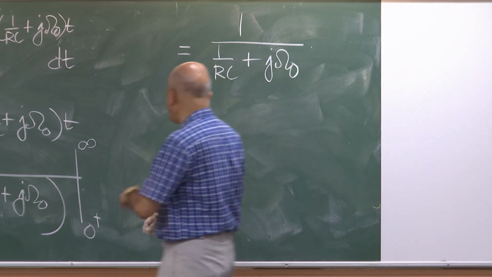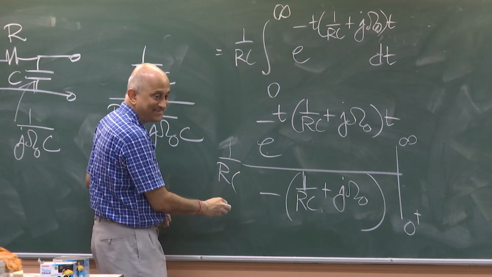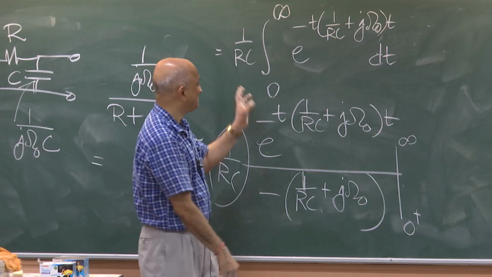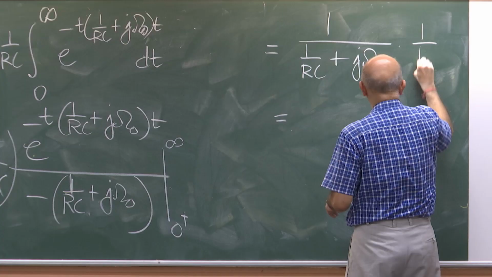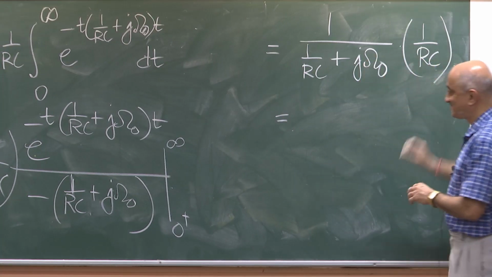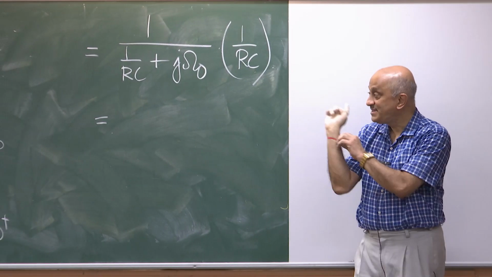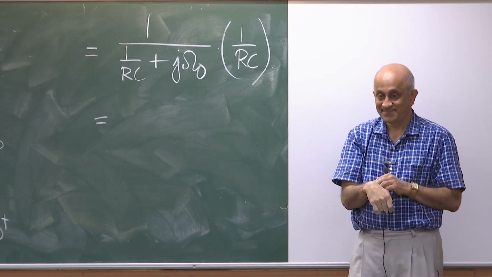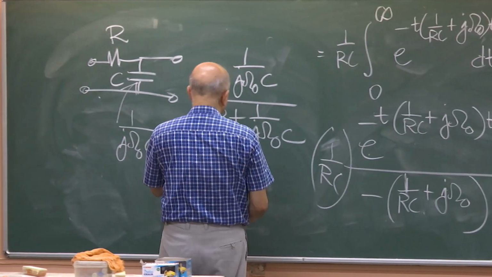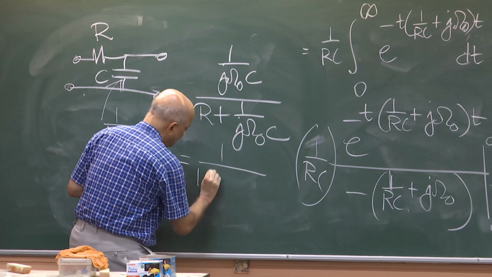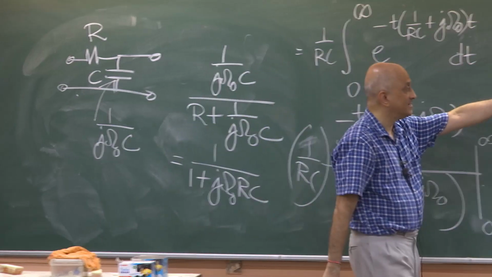Yeah, I forgot the 1/RC. You're right. There should be a 1/RC factor. Now it is the same. Now do you see that the two match? In fact, you can calculate this. So it's 1 divided by 1 plus jω₀RC. And that's exactly what you get here as well.